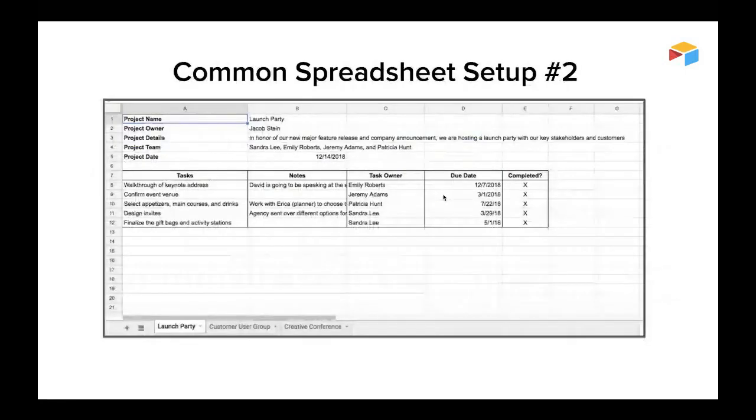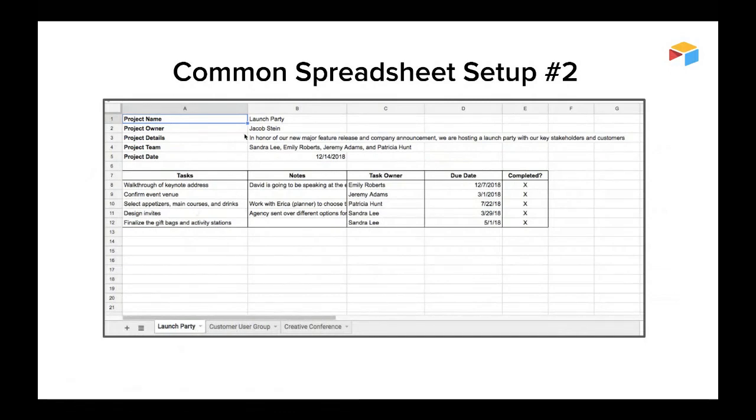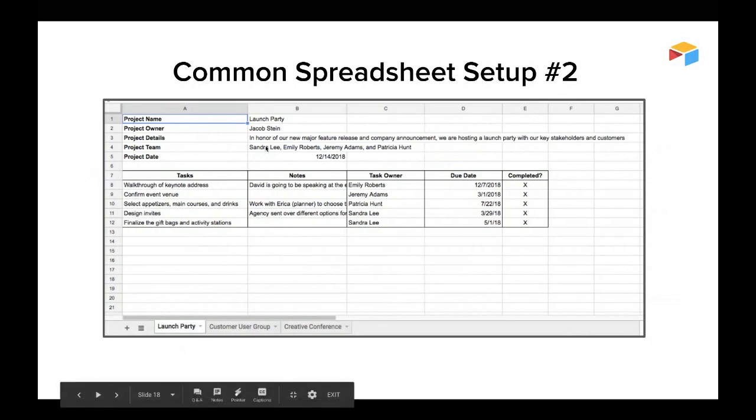Another common spreadsheet setup is where you have a lot of metadata here on the top, and you also have a structured table on the bottom. Your different tabs might reflect the various projects, and the various metadata that is captured here on the top as well reflects all of those different projects.